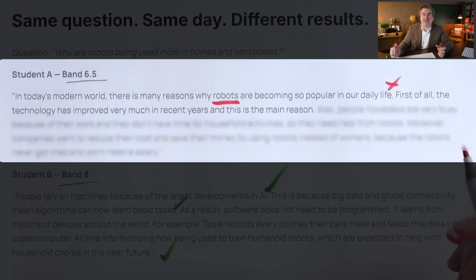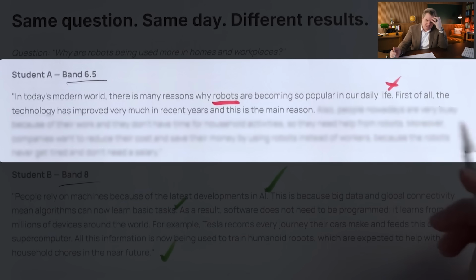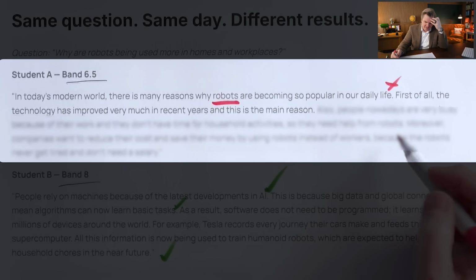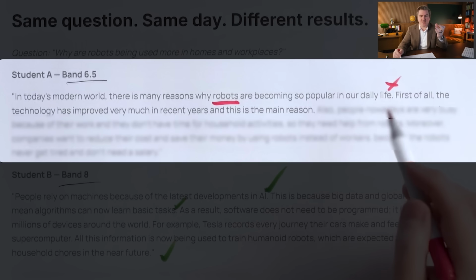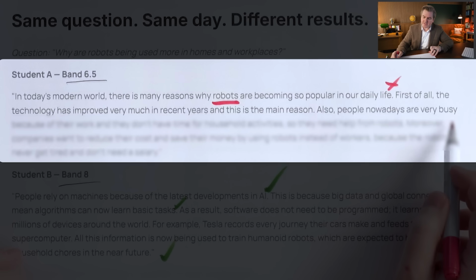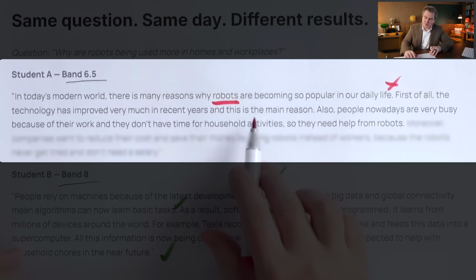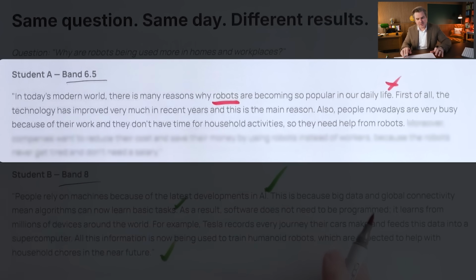This is why background sentences are confusing, because when someone is reading an essay, they're expecting a topic sentence. So when they read this, they're like, so it's about generally about, and then, okay, is this an explanation? Is this an example? They have no idea what you're doing. Also, people nowadays are very busy because of their work and they don't have time for household activities. So they started talking about this and then now they're talking about, so there's multiple different ideas.